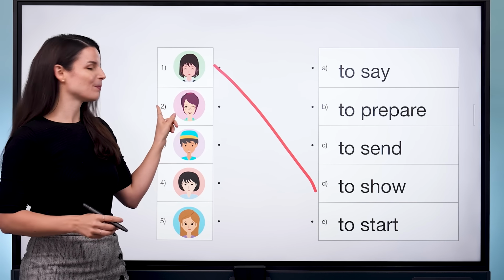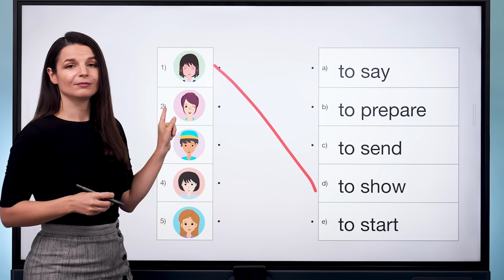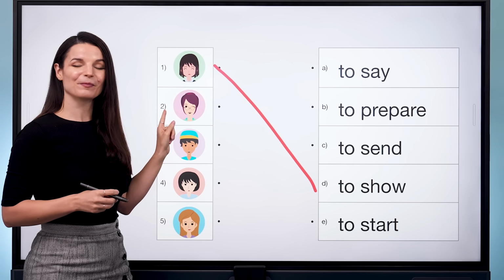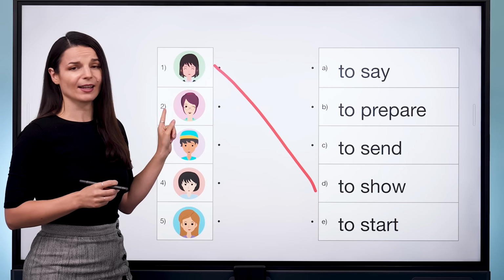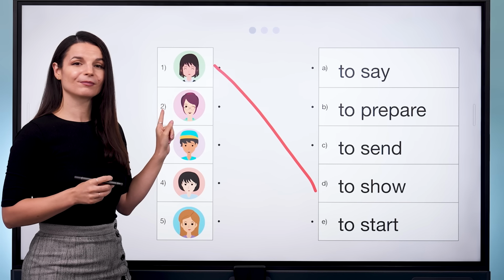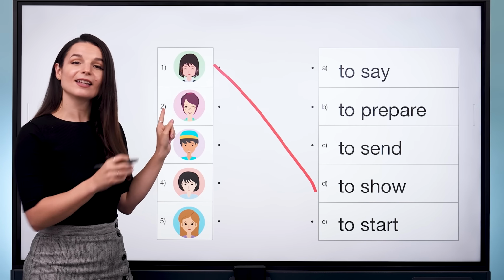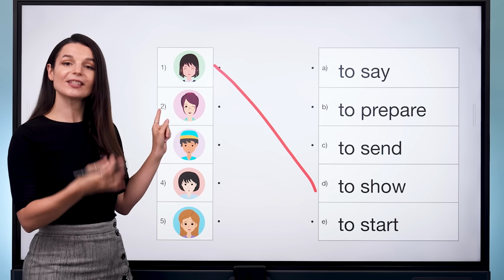How about, if only I hadn't said that in the meeting? Let's listen one more time. If only I hadn't said that in the meeting. Did you hear said? Said is the past perfect form of say.